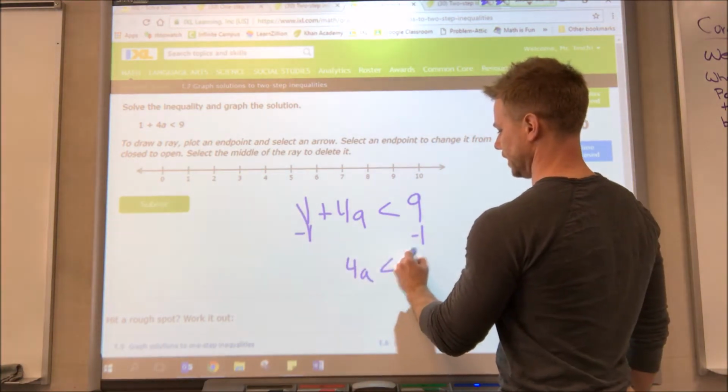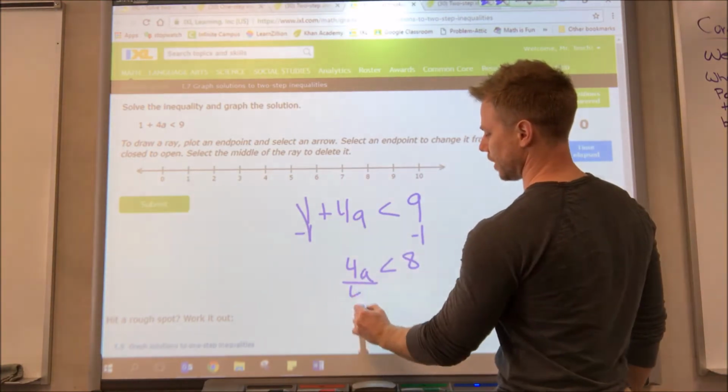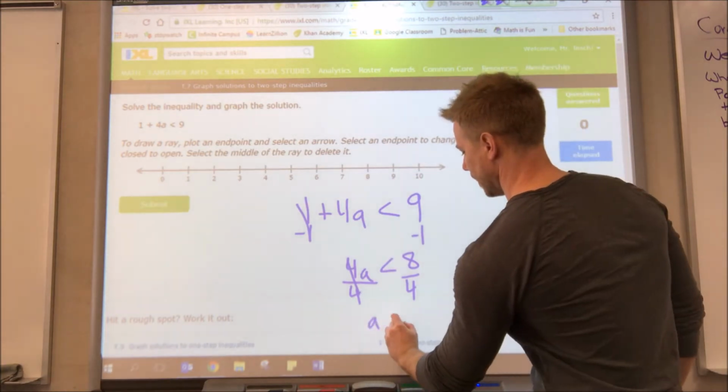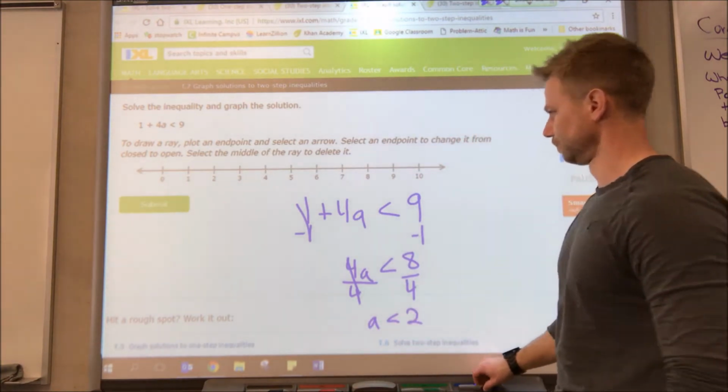and subtract 1. 9 minus 1 is 8. To get rid of that 4, we divide it, because right now it's being multiplied. That means a is less than 2.